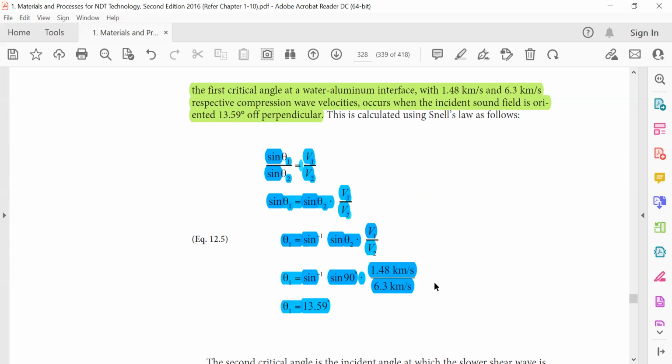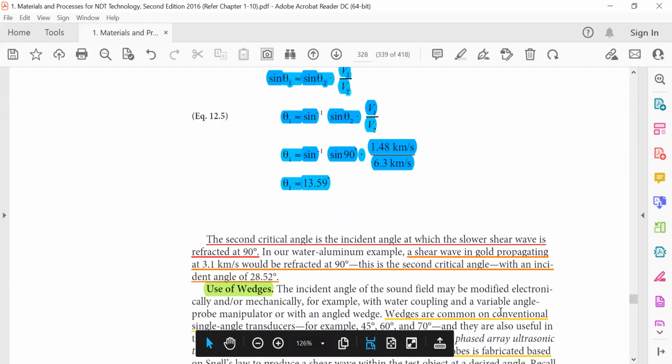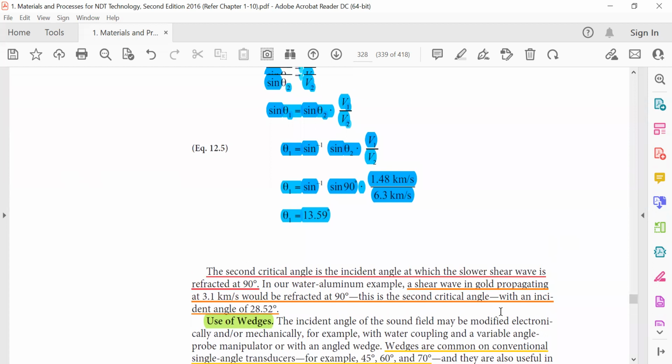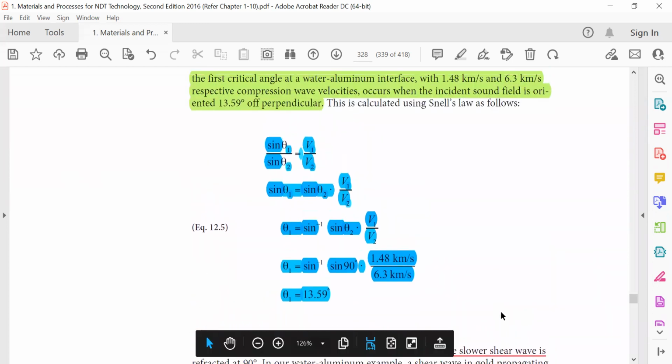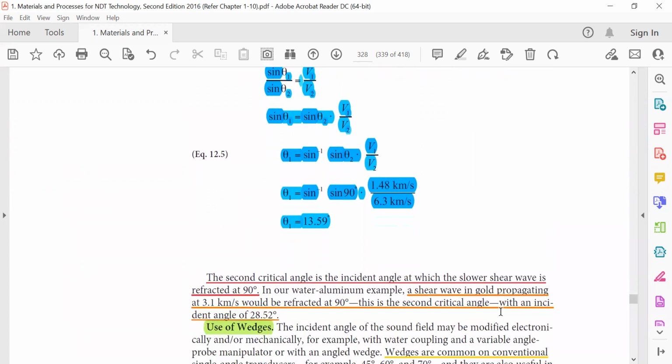That is for the water aluminum interface. For a Perspex and steel interface, it will be around 27 degrees. You can calculate.